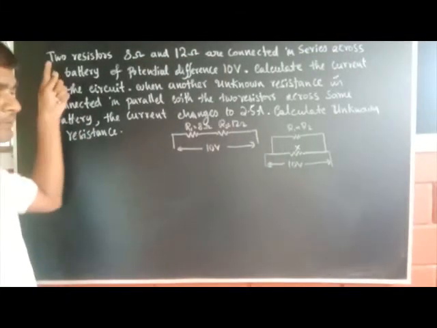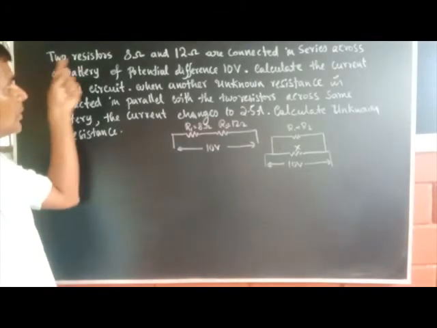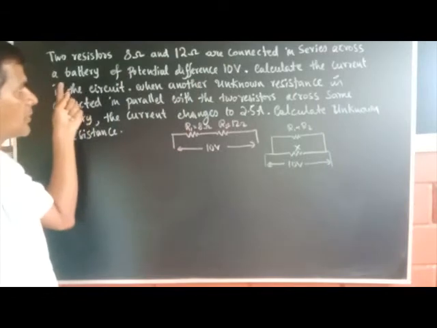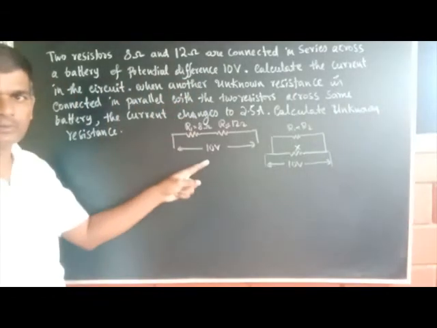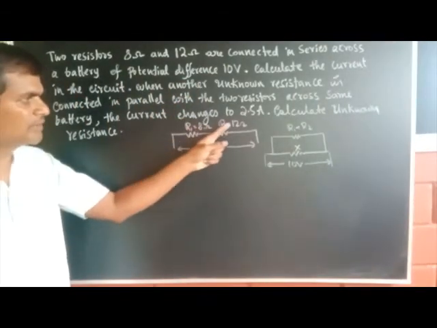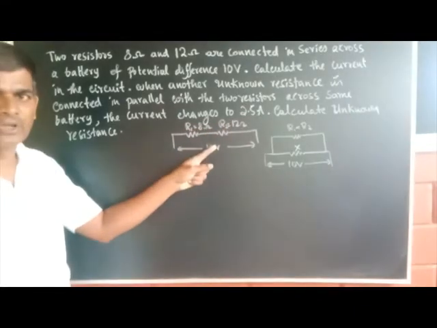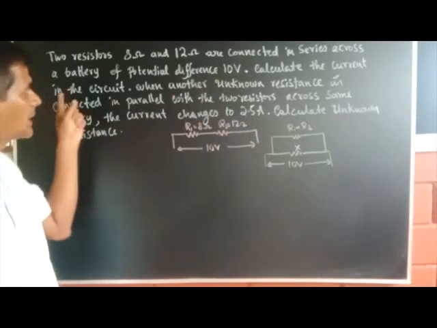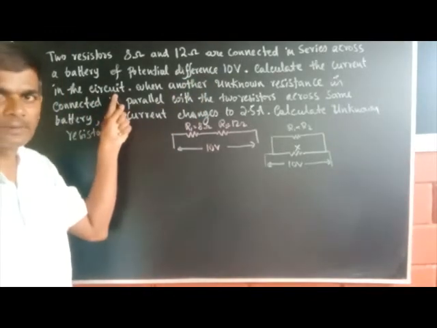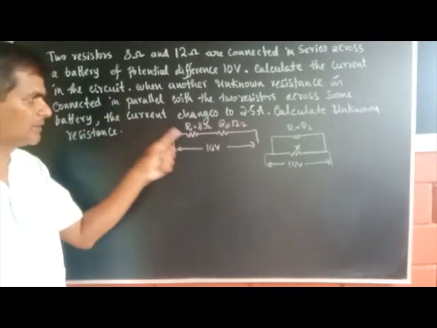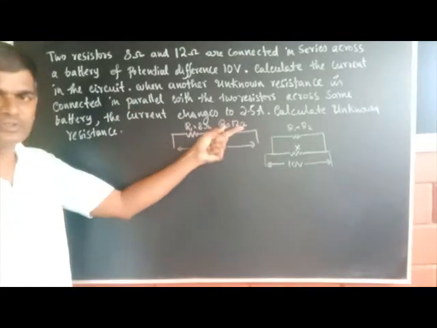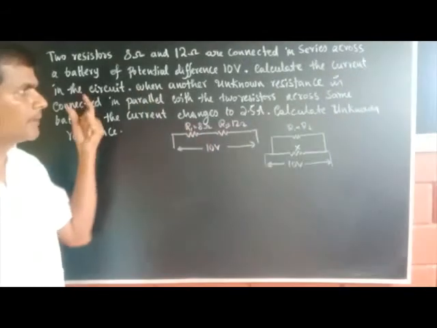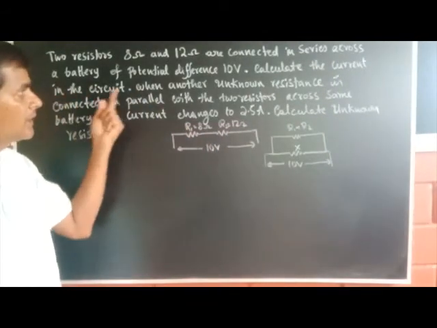Look at this problem. Two resistors, 8 ohm and 12 ohm, are connected in series across a potential difference of 10 volt, as in the figure. Calculate the current in the circuit. This is one part. Then you have to find the effective resistance, then we have the potential difference, then you can find the current. That is one part.